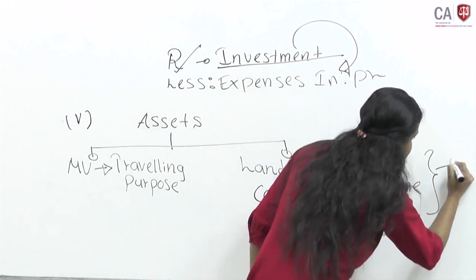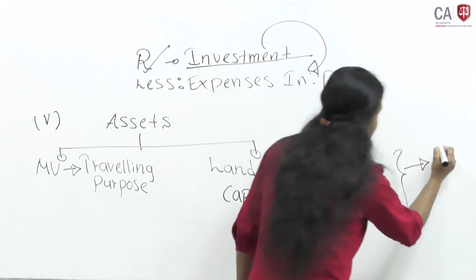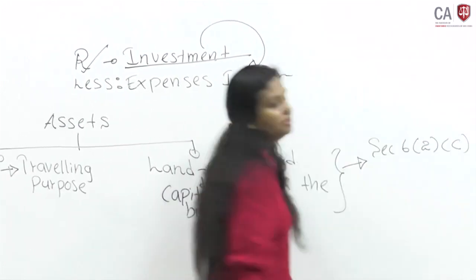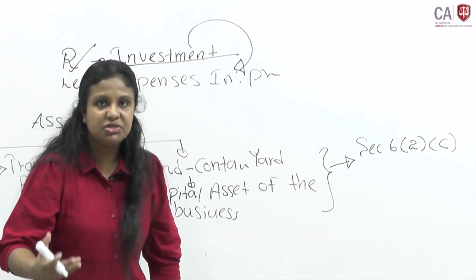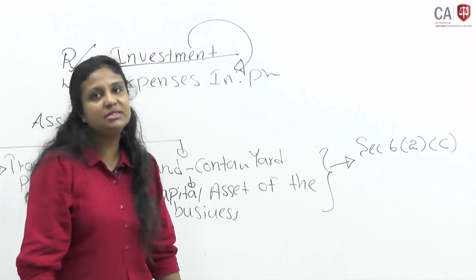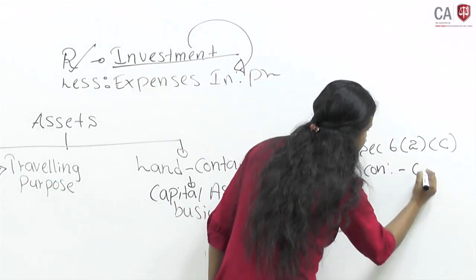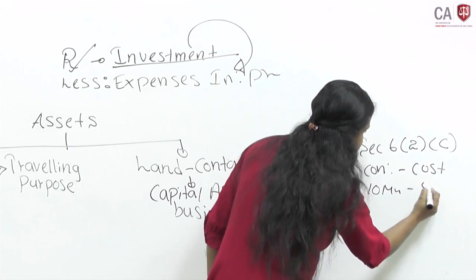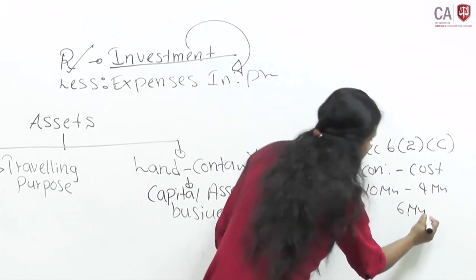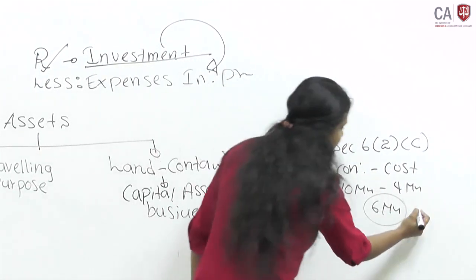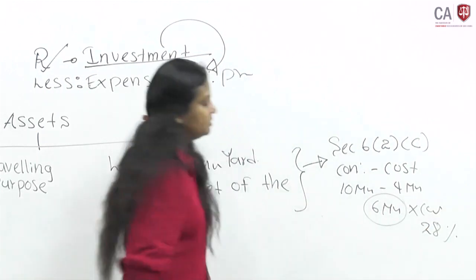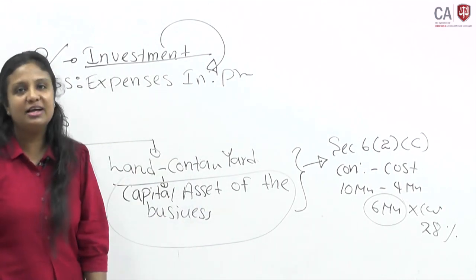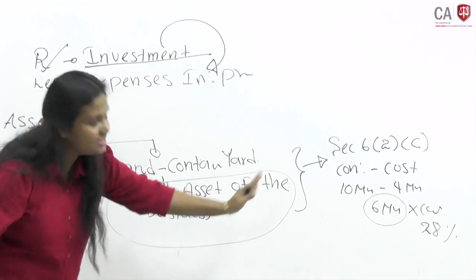If this is the capital asset of the business, how am I going to tax that? It is under section 6 subsection 2C, not B, which is the realization of capital assets or liability of the business as part of the business income. How to compute it: consideration minus cost. The consideration is 10 million. The cost is 4 million. Then it's a 6 million gain. What is the tax rate? It will be taxed at the company tax rate, 28%. Did you notice these things? Very easy adjustment if you know the theoretical angle. If you don't know this, it is difficult.